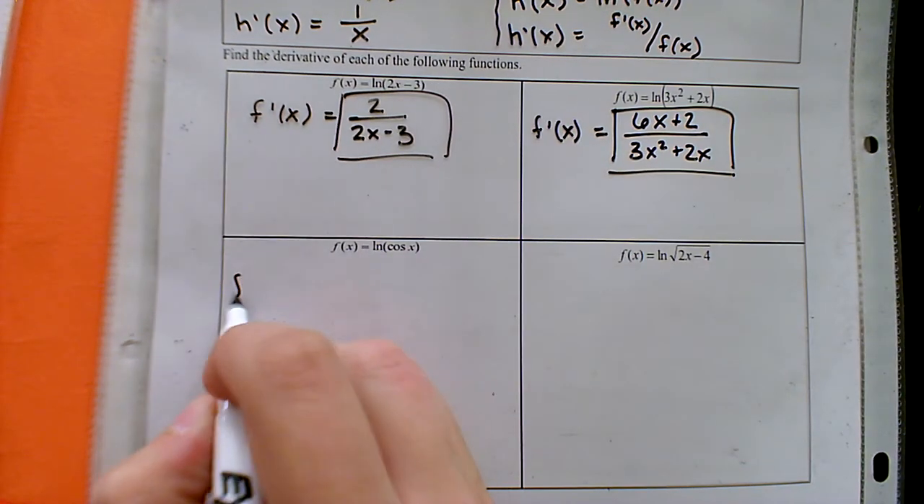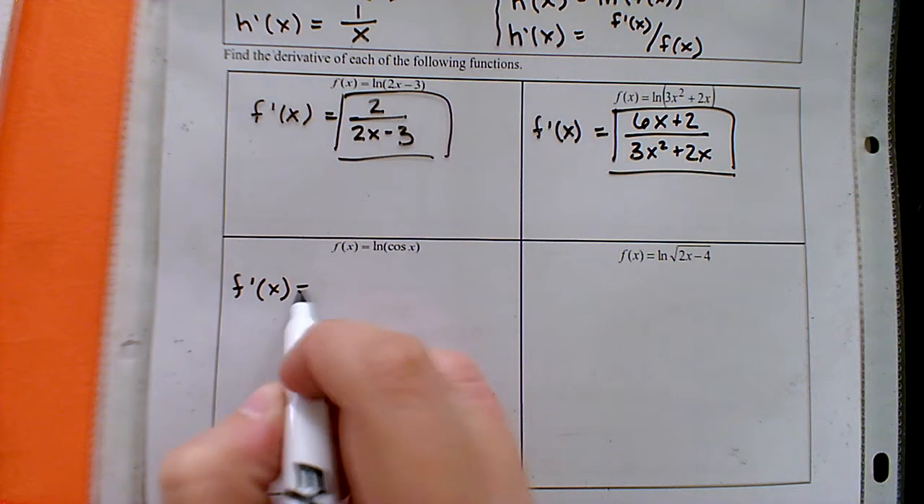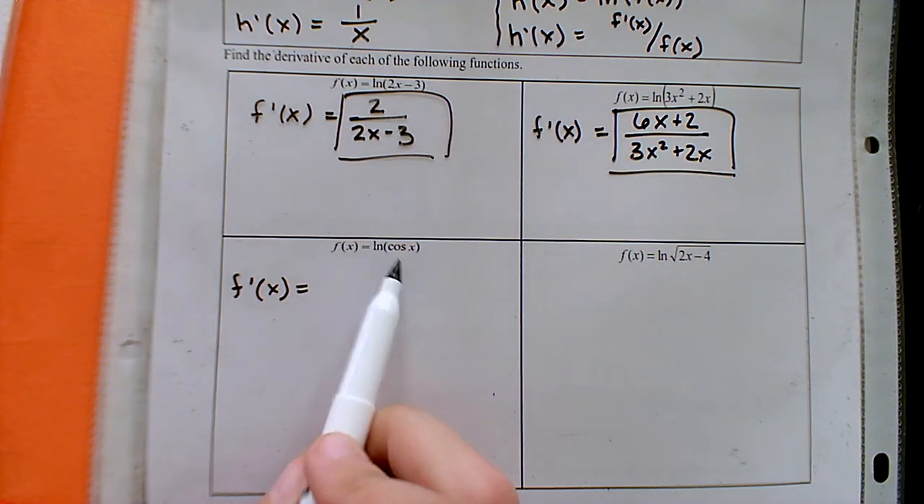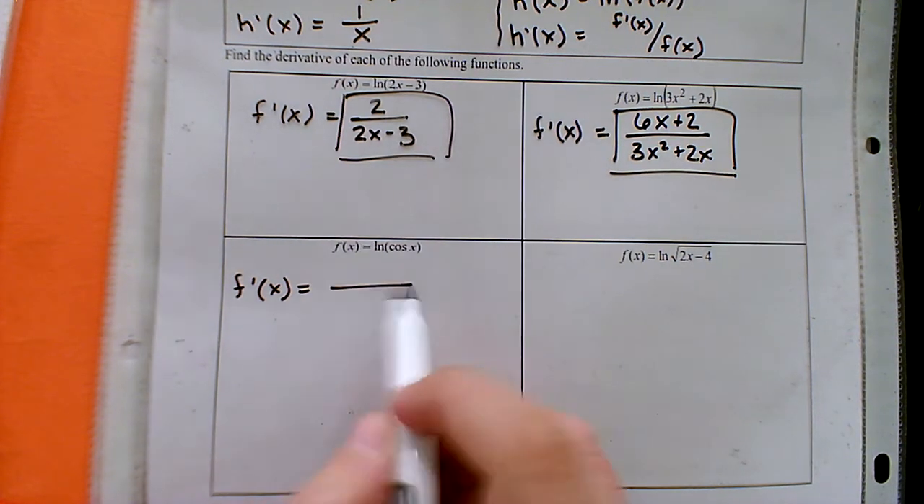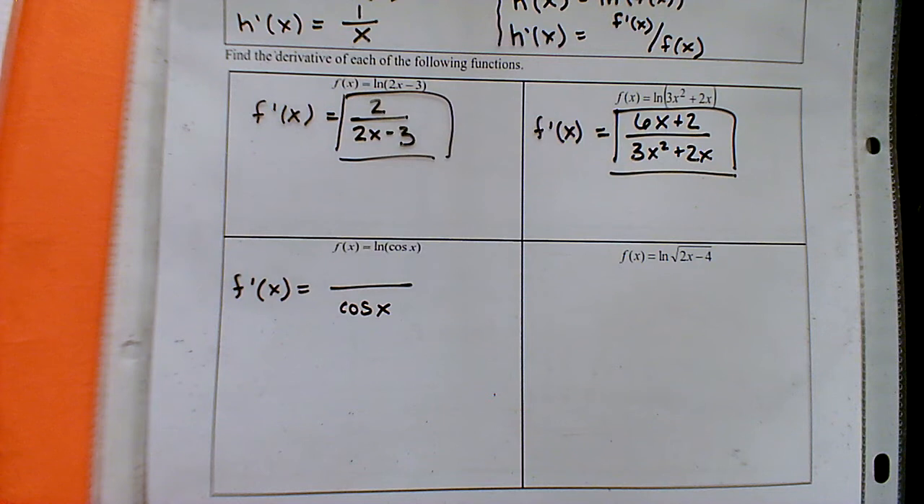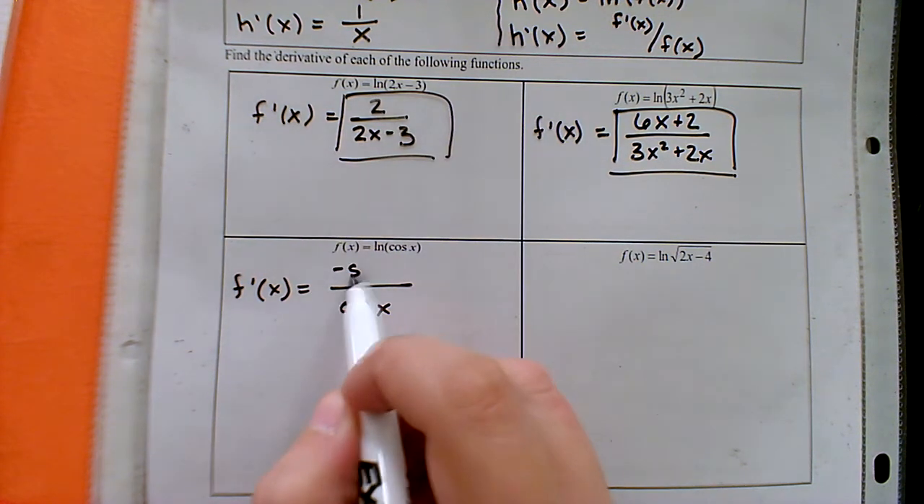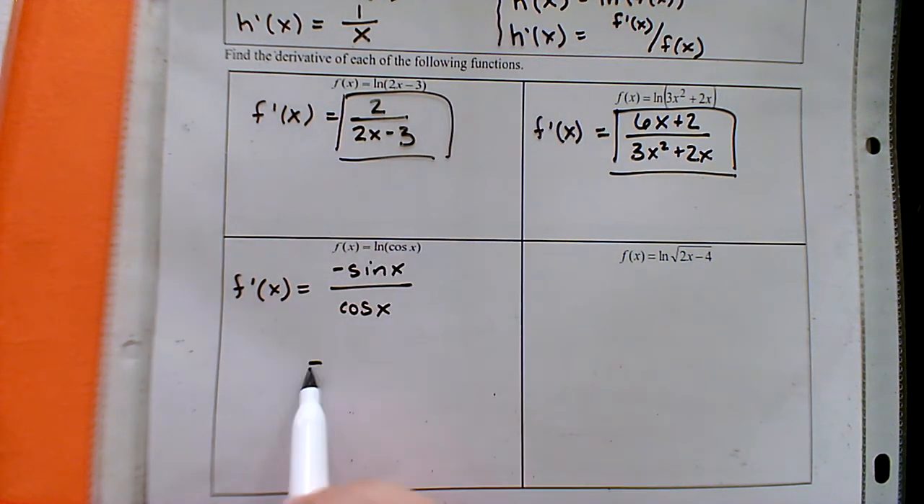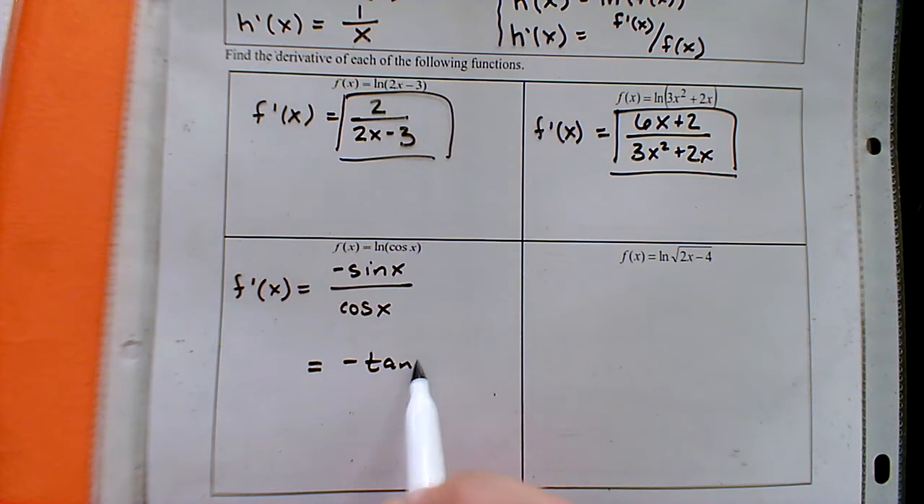What about some trig? It's a natural log. Okay, so we need the derivative of the inside over the inside. What's the derivative of cosine? Negative sine. Can we simplify that? Negative tangent. Good.